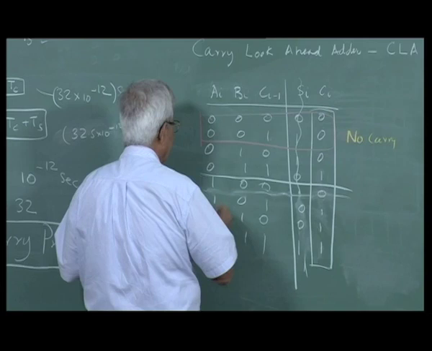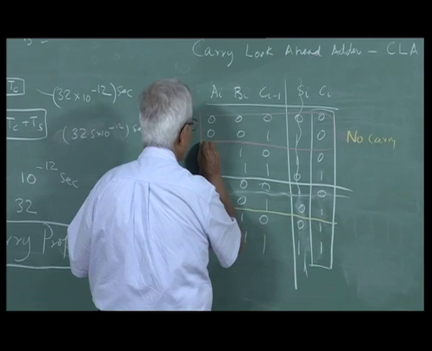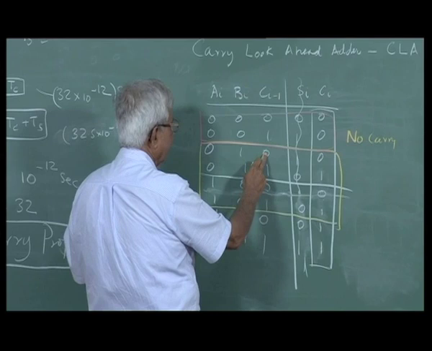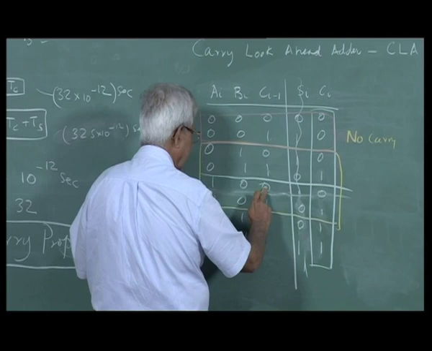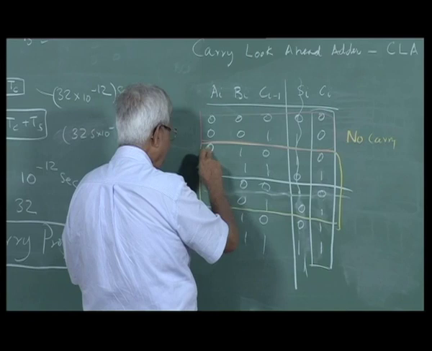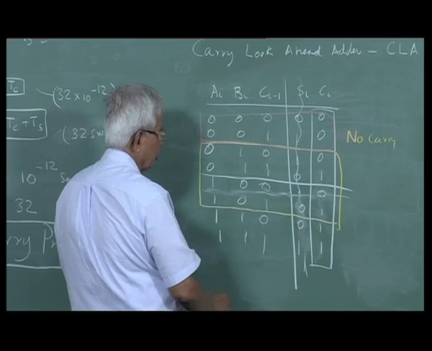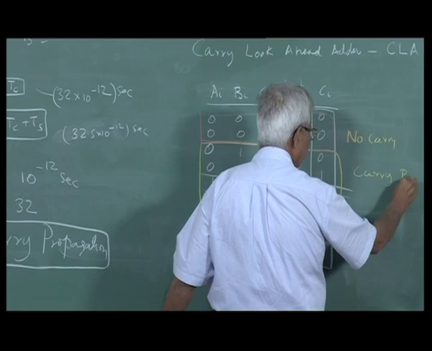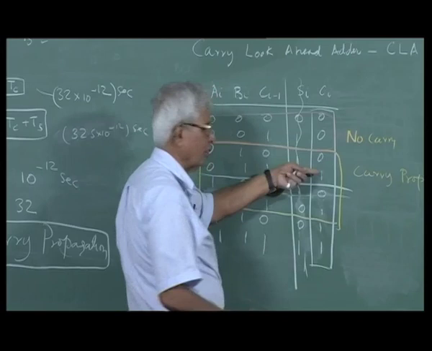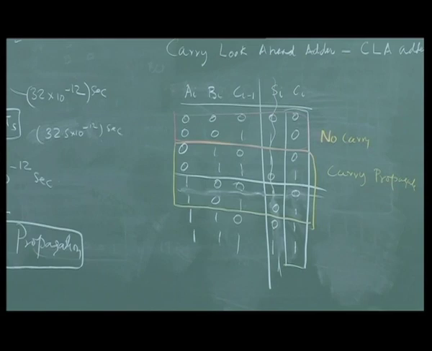Now, in the next 4 rows, if carry input is 0, output carry is 0. Carry input is 1, output is 1. Input carry 0, output carry 0. Input carry 1, output carry 1. This happens when either A is 0 and B is 1, or A is 1 and B is 0. So this is called carry propagate. Whatever carry was there before is now reflected in the output, provided one of the bits A and B is 1.